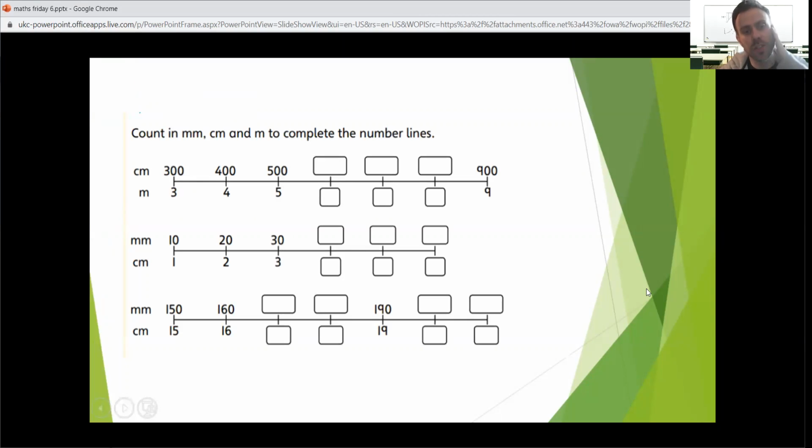There we go. All right, so to start off with, a little one to get your brains going on our topic. You need to count in millimeters, centimeters, and meters to complete the number lines. The first number line has centimeters at the top, meters on the bottom, and you have to fill them in. Next one, millimeters on the top, centimeters on the bottom, fill them in. And then millimeters and centimeters again, but this time they're dotted about in different places. You have to fill in the number lines. So you can pause the video and have a go at that one now.